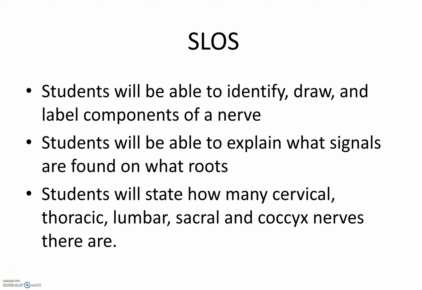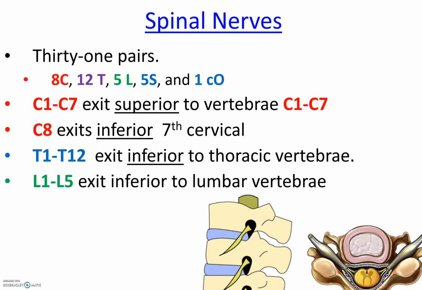So we are going to look at a nerve now. You'll be able to identify, draw, or label components of a nerve, explain what signals are found on what roots, and where the different rami go, and you'll state how many cervical, lumbar, sacral, thoracic, and coccygeal nerves there are. So, spinal nerves. There are 31 pairs.